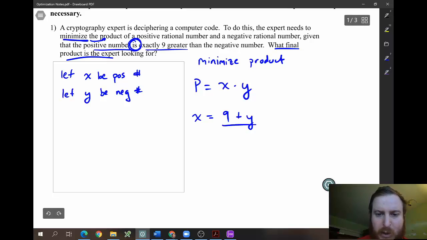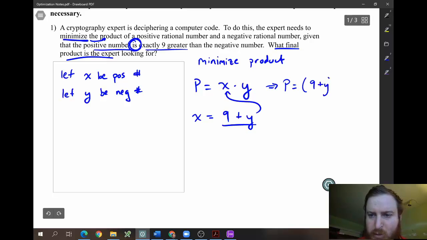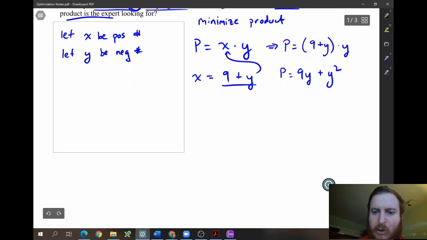So we're going to take that 9 plus y, and we're going to plug it into the product. It's going to give us product is equal to 9 plus y times y. So that'll give us 9y plus y squared. Okay, now that we've done that, we can take the derivative.